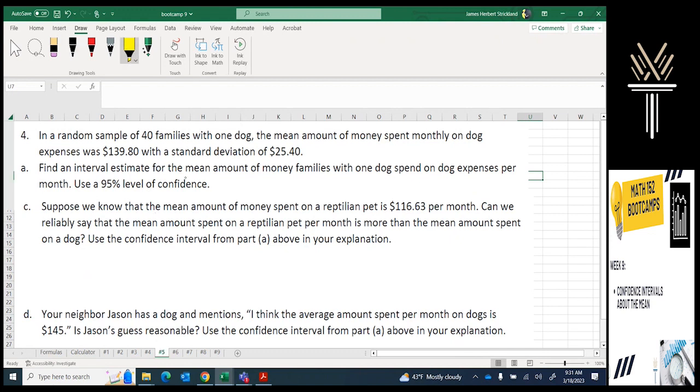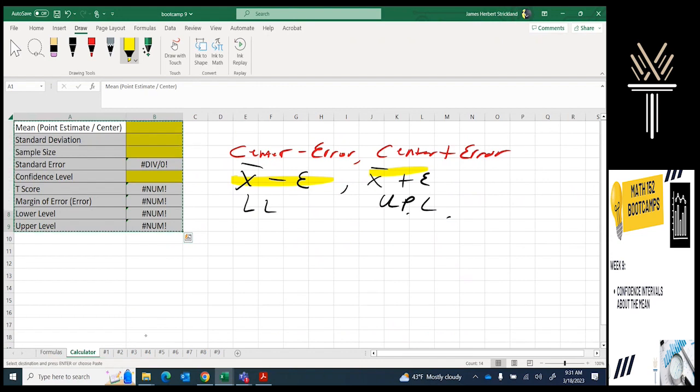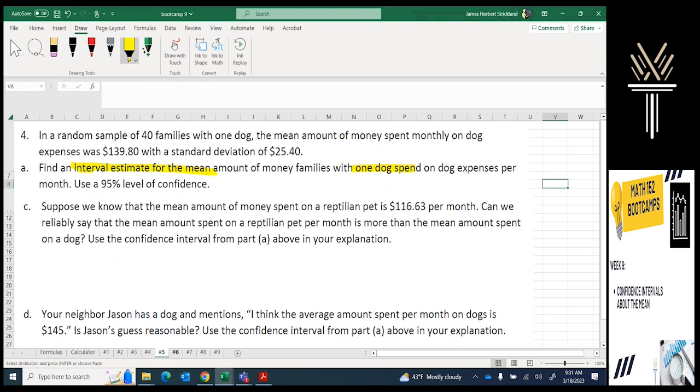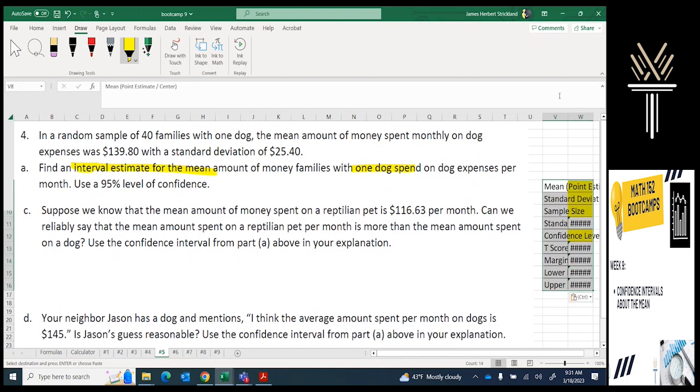Starting at the question, you immediately know what to do. You want an interval, so it implies a confidence interval for the mean on how much money they spend on their dogs. We go to our calculator, we copy the calculator, we come back to the question, we paste it in, and then we spend our time interpreting it as always.